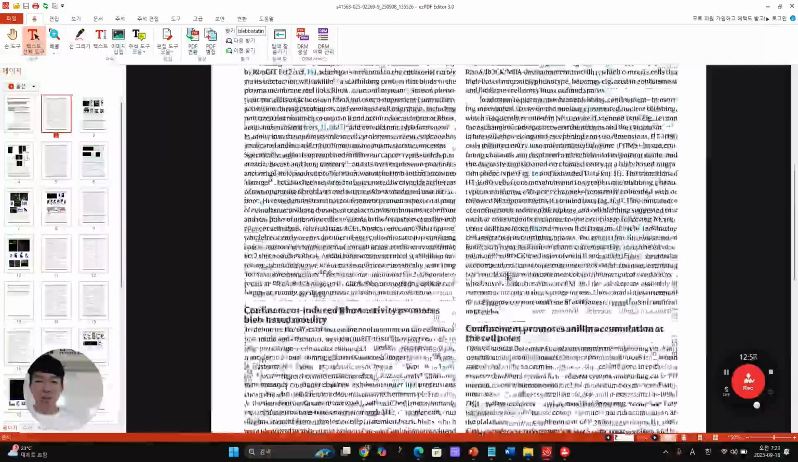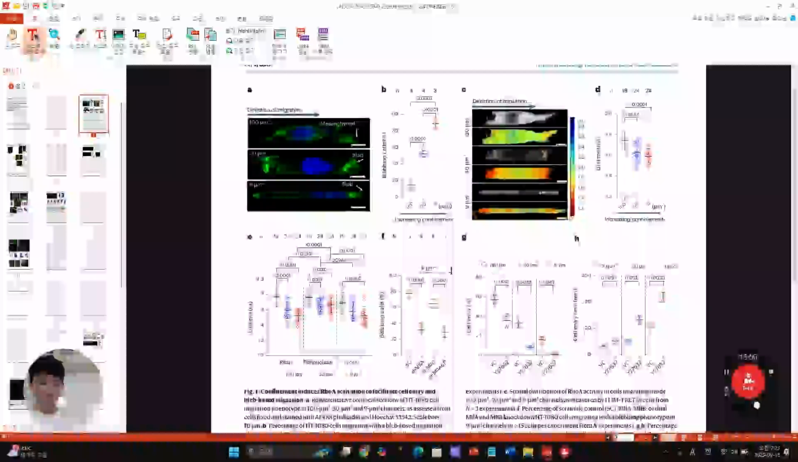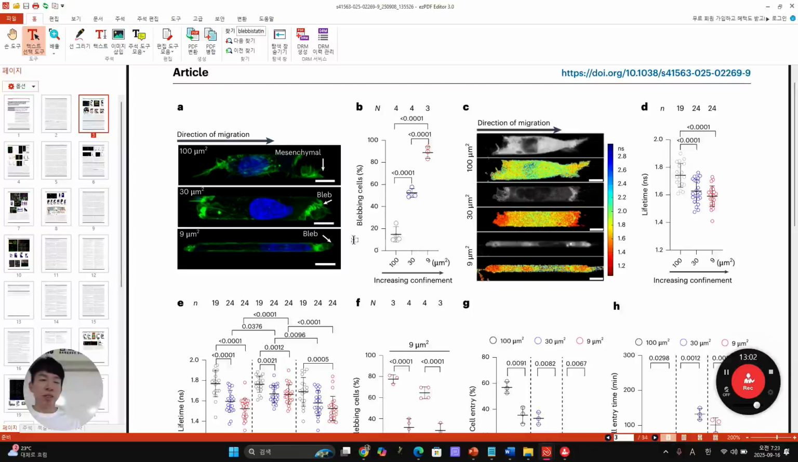Mm. Okay, let's see. So figure one. So first, they have to let the cells migrate, right?